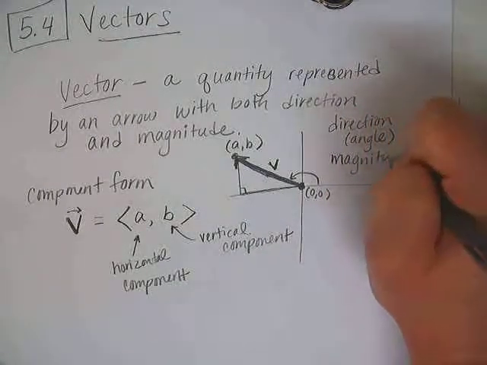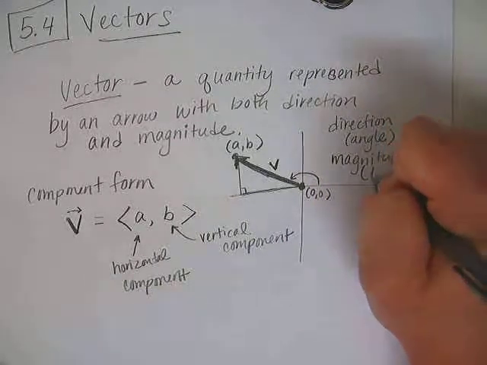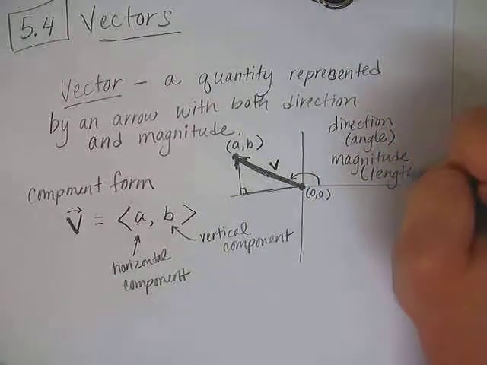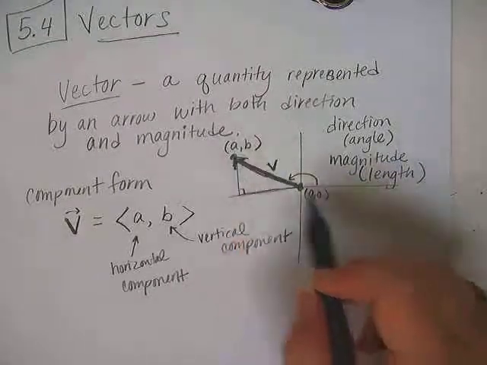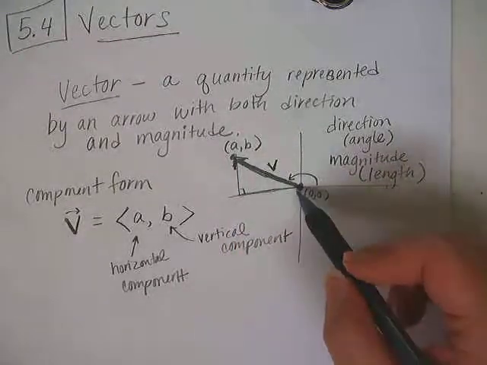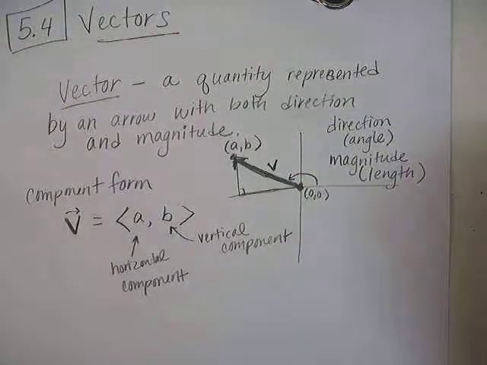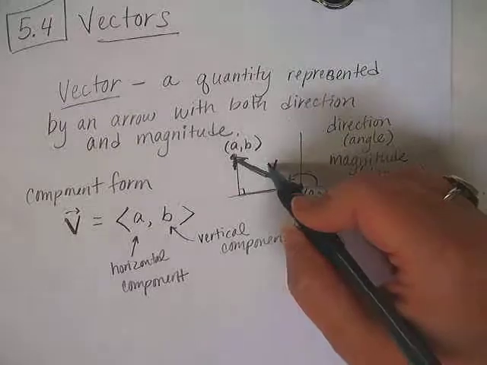So, and magnitude is the length of the vector. So in this case, what's the length of our vector? The length of the vector is a hypotenuse of a right triangle.